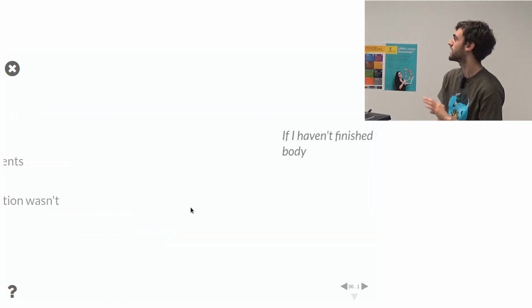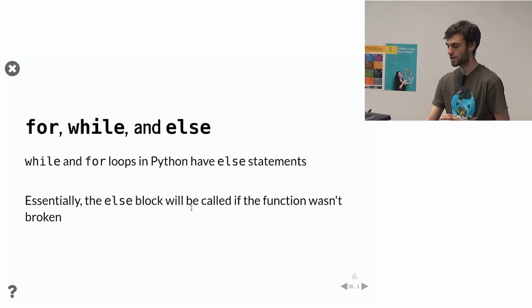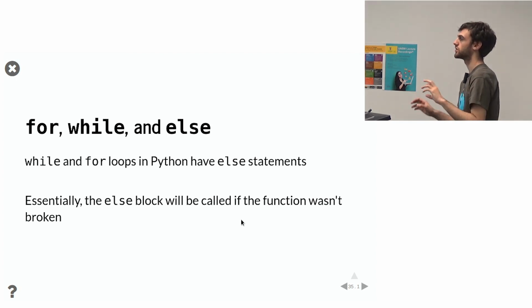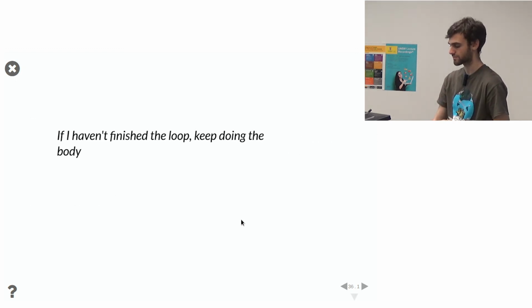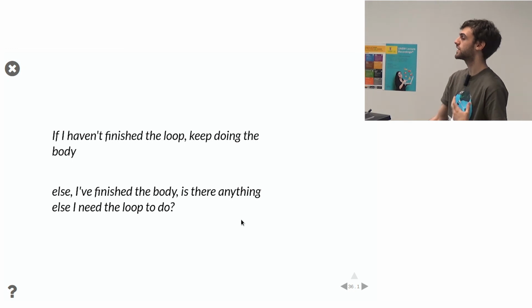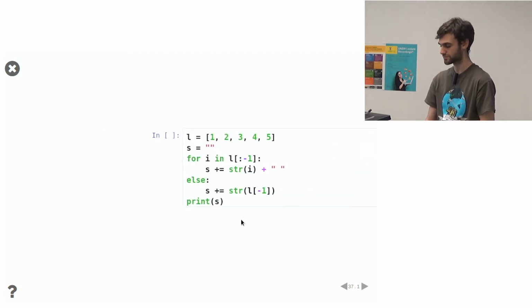Okay, the final thing that is really awesome is for while else. For loops and while loops have else statements. What that means is run the else code if the loop wasn't broken. Another way of saying this is, if I haven't finished the loop, keep doing the body, and else, if I have finished the body, is there anything else I need to do?